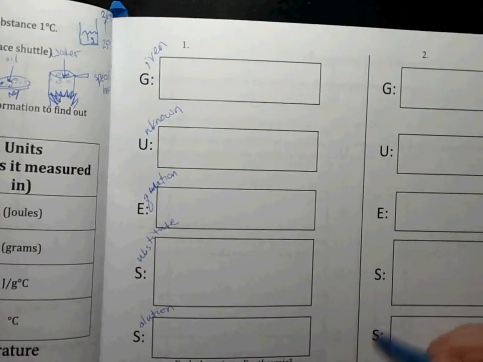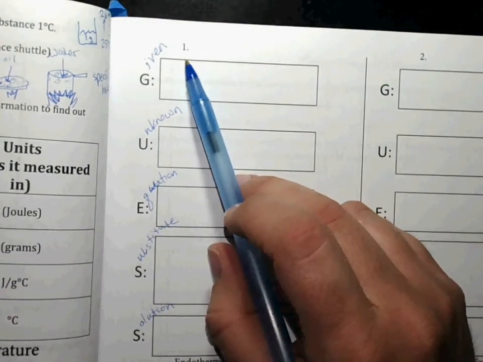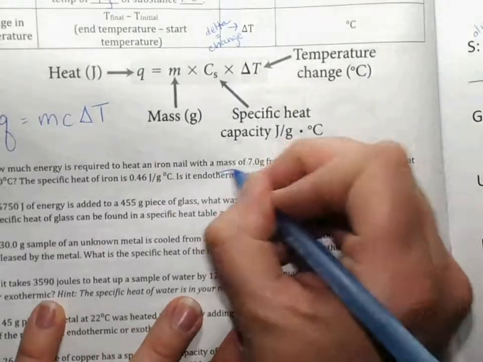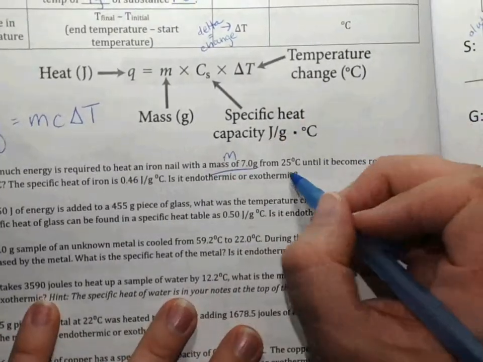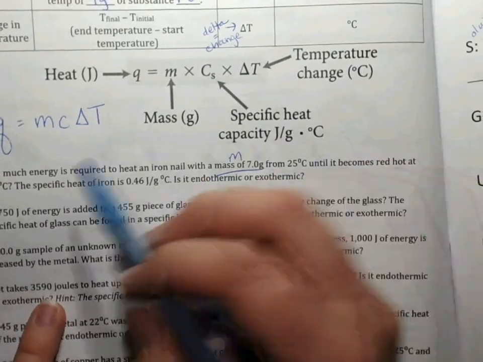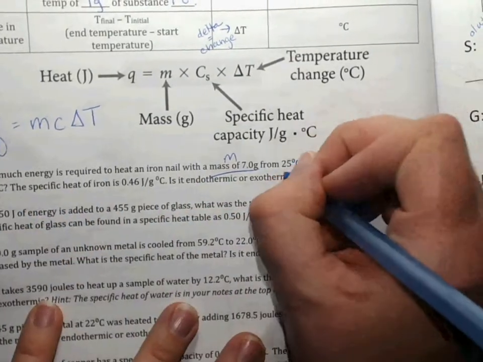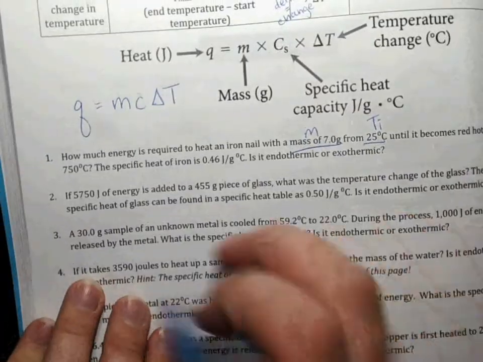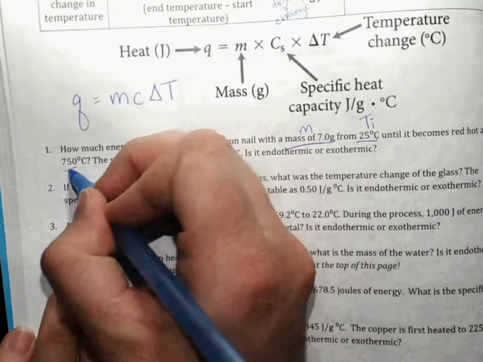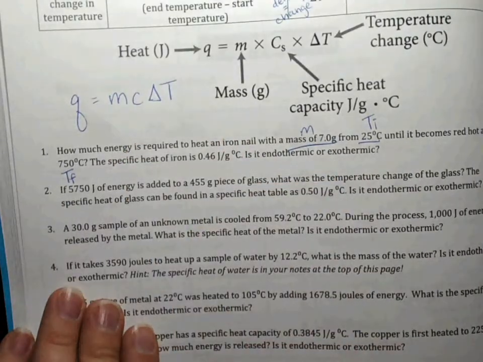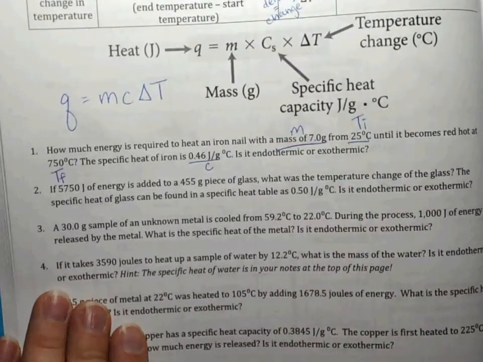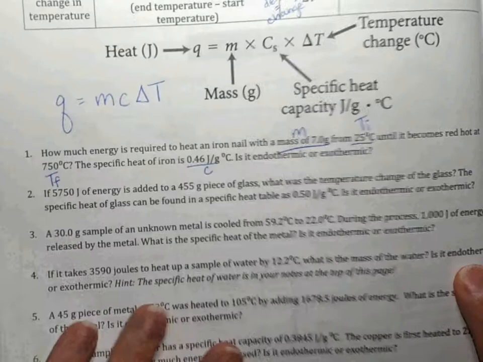So let's look at our givens in number 1. Number 1 says how much energy is required to heat an iron nail with a mass of 7.0 grams. So this mass of 7.0 grams, that's our M. It says from 25 until it becomes red hot at 750. So 25, that's our starting temperature. We're going to call that TI for initial. It becomes red hot at 750. That's our final temperature. We're going to call that TF. Then it says the specific heat of iron is 0.46, so that's our C, specific heat. And those are all our knowns, all our givens.